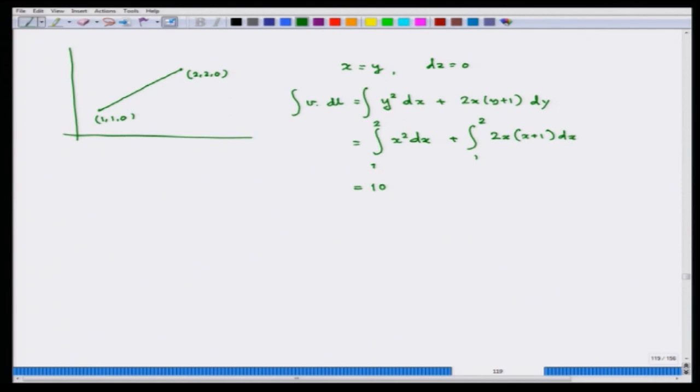There are certain cases where the line integral does not depend on the path on which you integrate, it depends only on the endpoints. Vector fields where this happens are said to be conservative vector fields, and they are of prime importance in physics. For example, the gravitational field is a conservative vector field. Now, we are going to talk about surface integrals and volume integrals.